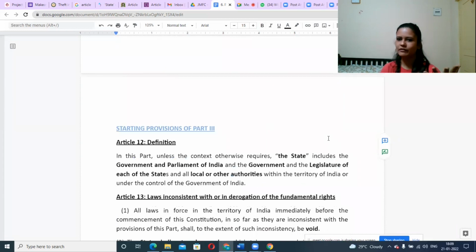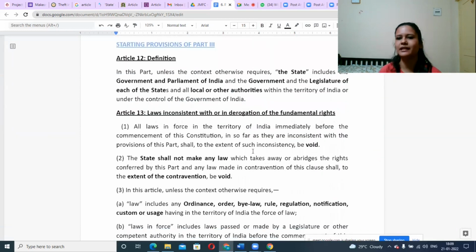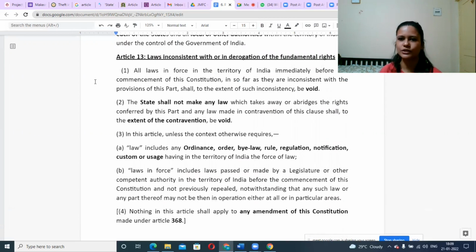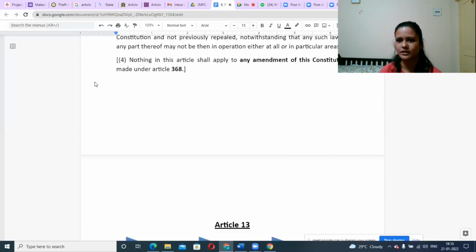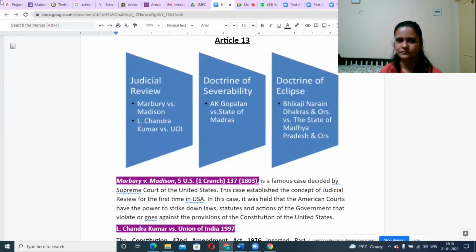And for Article 12 also, to understand it, we need to take help of some cases. Okay, I don't want to discuss two articles in one class because there are a lot of cases in Article 12 also. So we will continue with Article 12 in the next class. Okay, you can just go through Article 13. If there are any doubts, you can let me know. We will have a discussion next class.